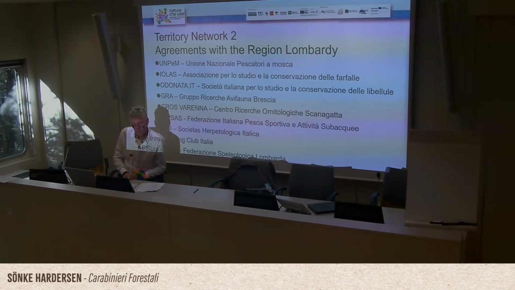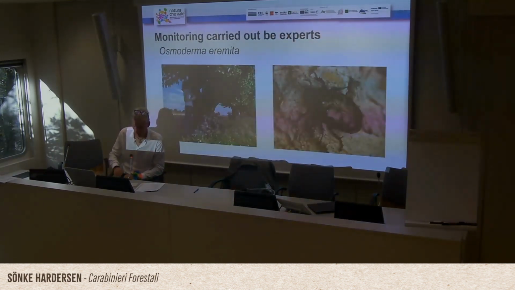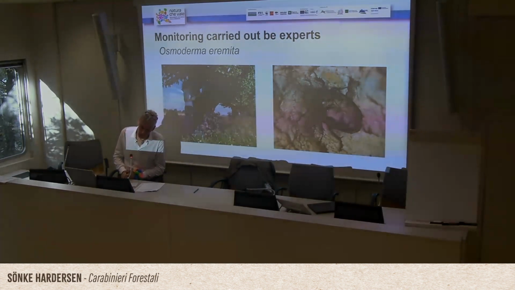We've got a lot of fishermen, entomologists, ornithologists that have actually signed that agreement and have shared their data with the Lombardy region. This is part of the innovative approach, so sharing and finding some activities that have already been implemented and are still going on in Lombardy.